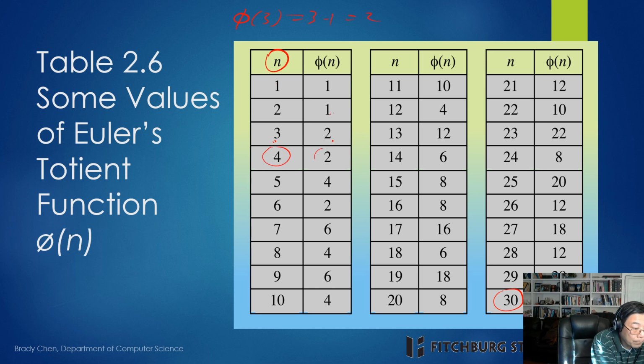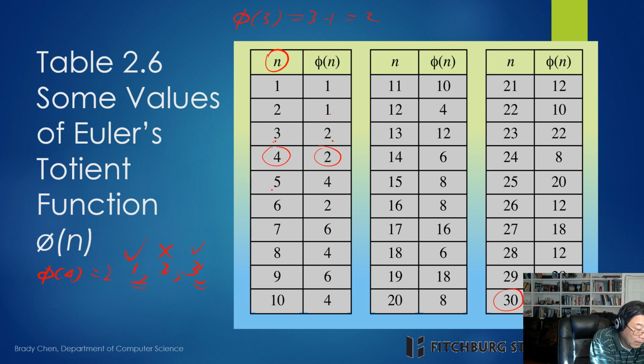Phi of 4. Let's see. We just find the integers 1, 2, 3 that are smaller than 4 and relatively prime to 4. So 1 is always in the result. 2 is not, because 2 and 4 have a common factor, 2. So 2 and 4 are not relatively prime. And 3 and 4, they are relatively prime. So phi of 4 is 2. There are only 2 numbers.